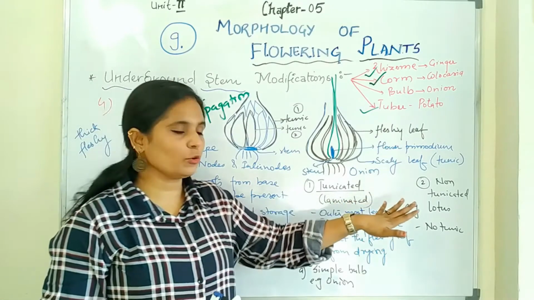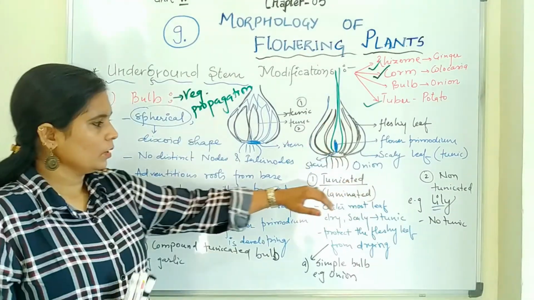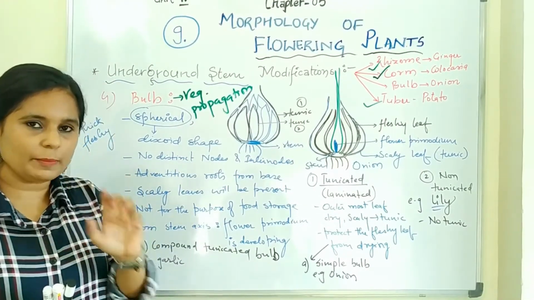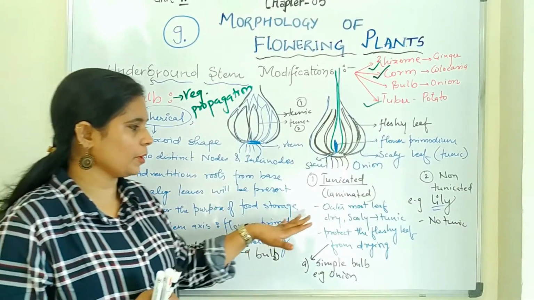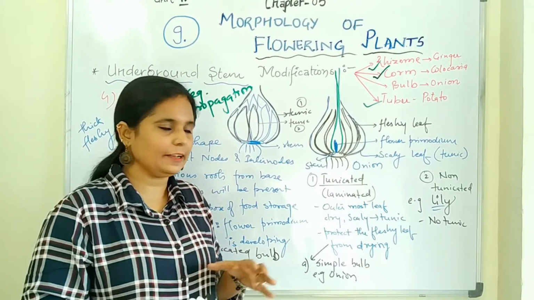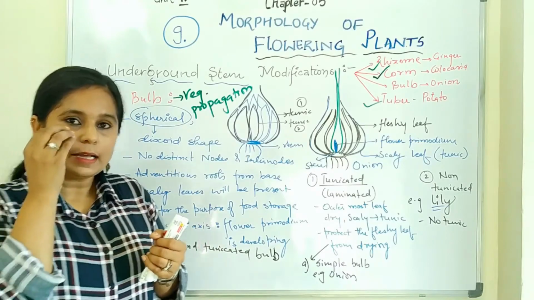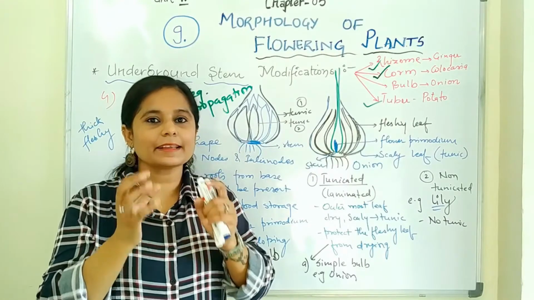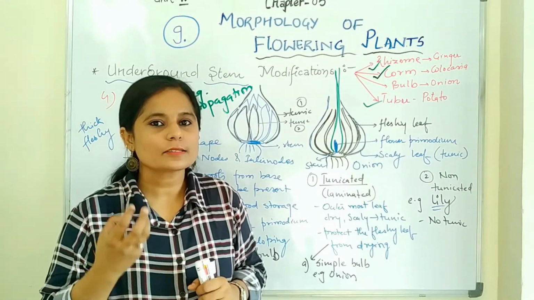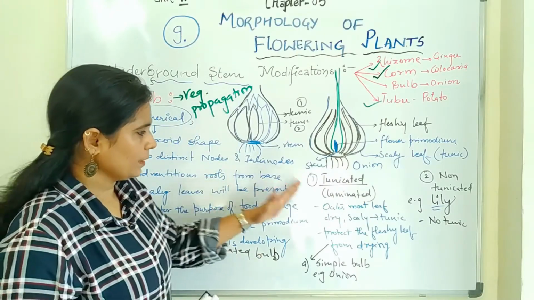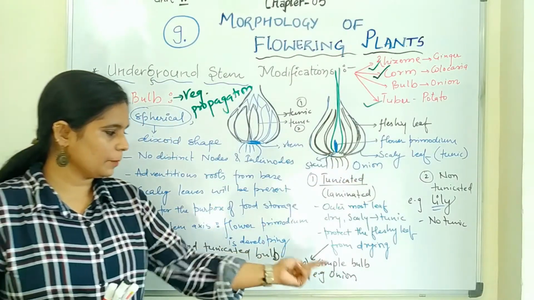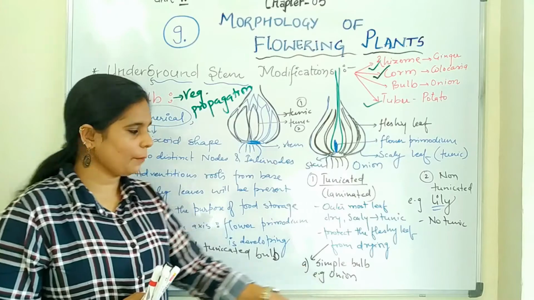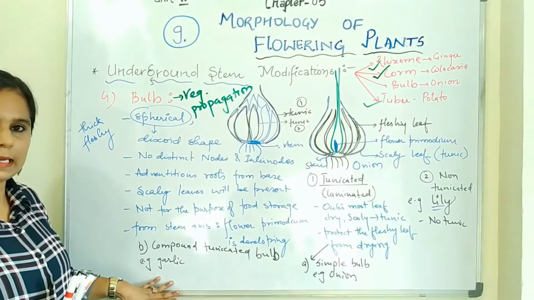So bulb can be divided into two types. One is tunicated. Tunicated means laminated. The outermost leaf will become dry, and it will become thin for the purpose of protecting the whole fleshy leaf which is inside. So you will see that in the case of tunicated, the leaf has become so fleshy, and that gives this whole bulb a solid appearance. Then the tunicated will be of two types, simple bulb and compound tunicated bulb. In simple bulb, onion is the example, and in compound tunicated bulb, garlic is the example.